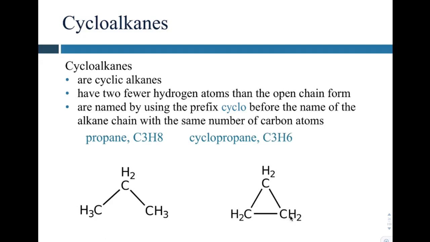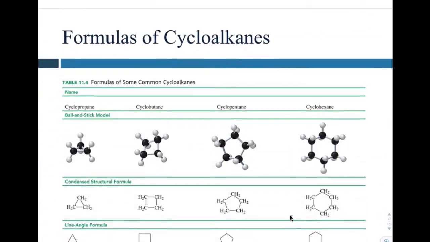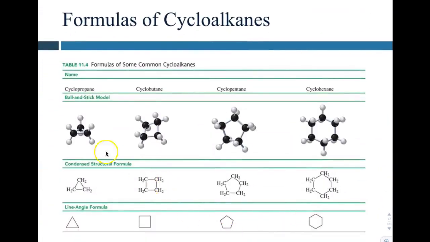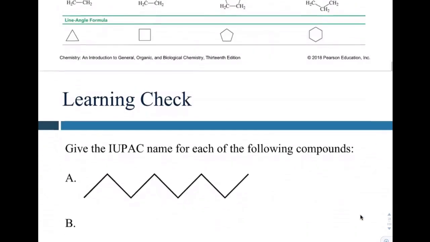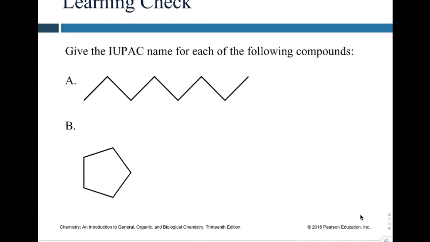To name a cycloalkane, you just put the word cyclo in front of it. So propane becomes cyclopropane. So here are some cycloalkanes. You can see their ball and stick models, they're condensed, and then their lines actually will make the shape that you're looking at. So like hexane here makes the shape of a hexagon, pentane makes the shape of a pentagon. Go ahead and practice giving the name for each of these compounds.